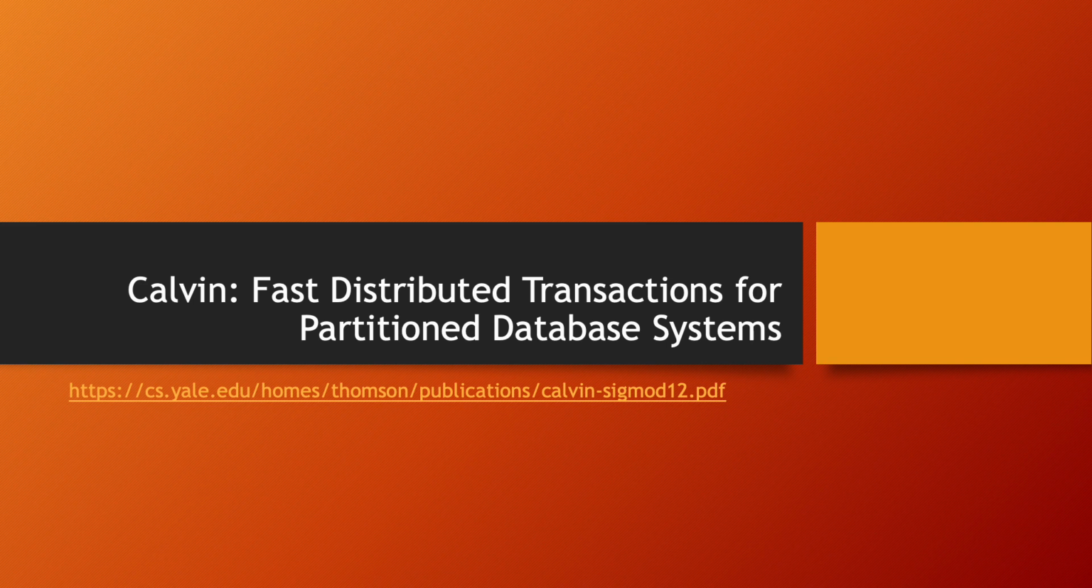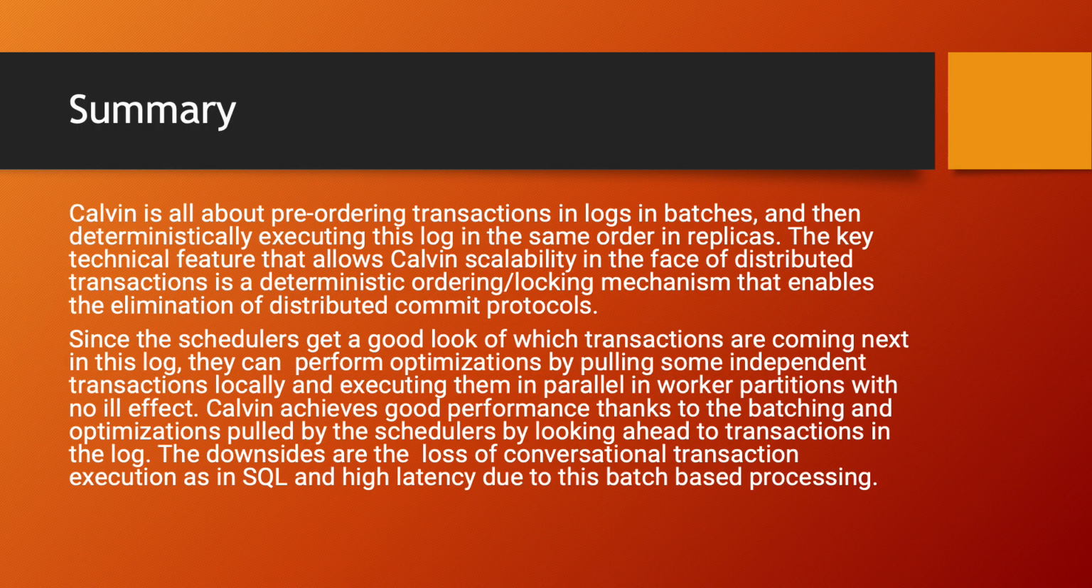The paper of the day is Calvin, Fast Distributed Transactions for Partitioned Database Systems. Calvin is all about pre-ordering transactions in logs in batches and then deterministically executing this log in the same order in replicas. The key technical feature that allows Calvin scalability in the face of distributed transactions is a deterministic ordering and logging mechanism that enables the elimination of distributed commit protocols.